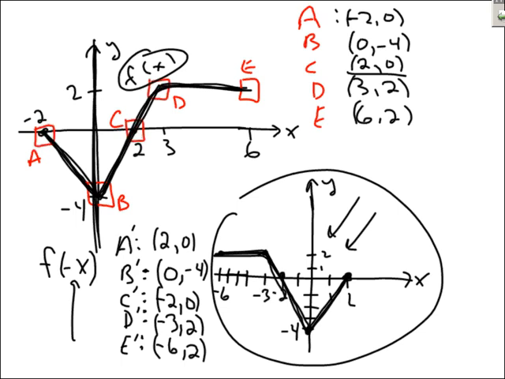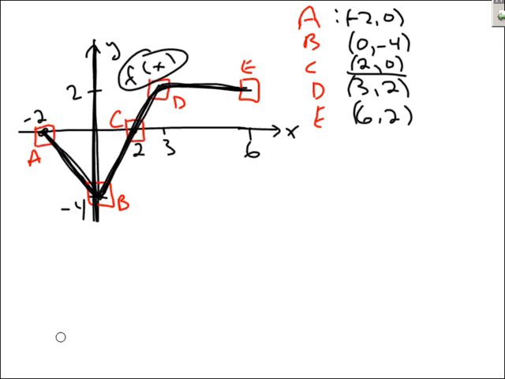You replace x with negative x. If x is 7, you put negative 7. If x is negative 2, you put positive 2. The y values don't change. Okay, let's erase that graph because we need the room. And now we're going to graph negative f of x.